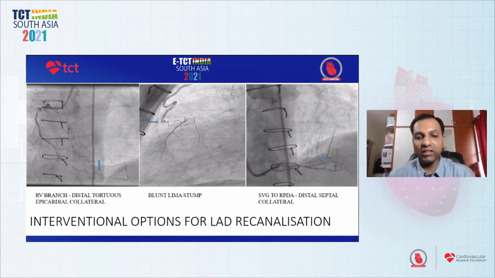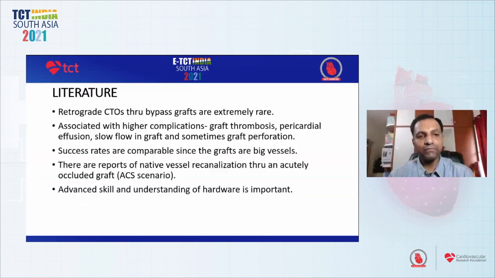And of course, the obvious one, which is the antegrade approach through the left main into LAD, I didn't mention it because that's one option we can try. But as I mentioned, the J-CTO score is high, and the chance of getting through that is on the lower side. Literature for retrograde CTOs through bypass grafts is extremely rare, associated with higher complication of graft thrombosis, pericardial effusion, slow flow in the graft, and sometimes graft perforation. Success rates are comparable since the grafts are big vessels.